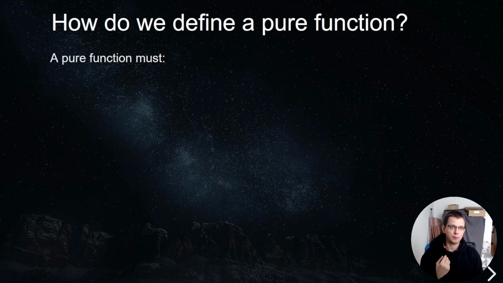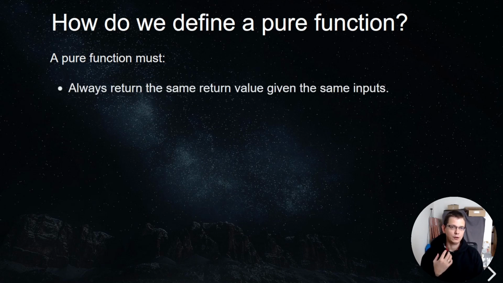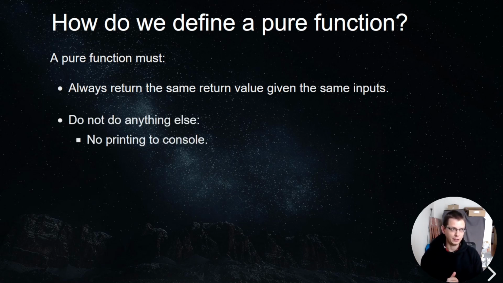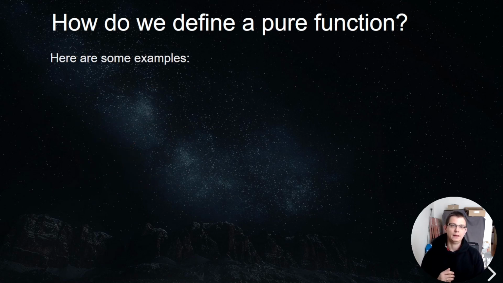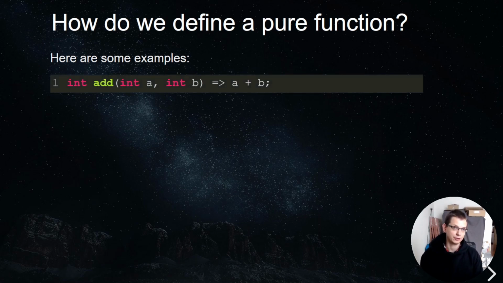Essentially, a pure function must always return the same value given the same inputs and not do anything else. That means no printing to console, no writing to files, no playing sounds, you get the idea. I guess the easiest way to look at it is through examples. So here are some examples of pure functions.